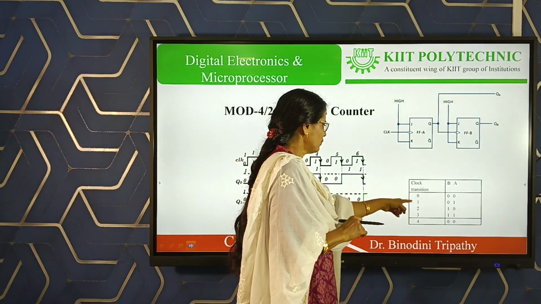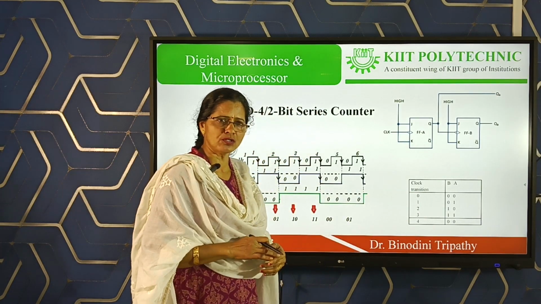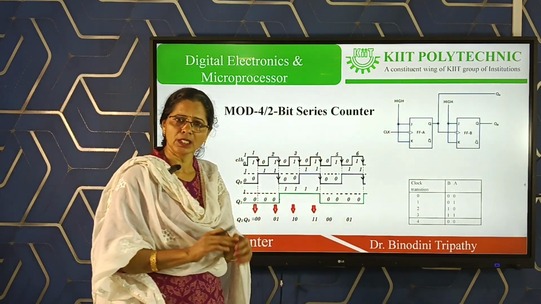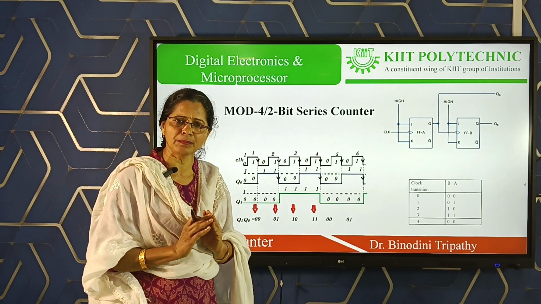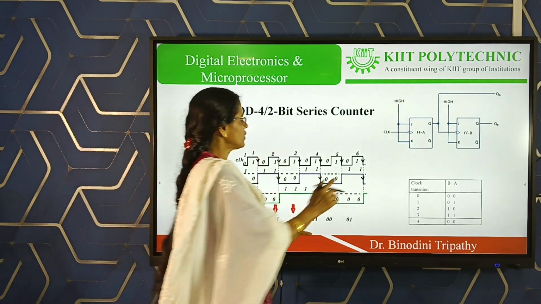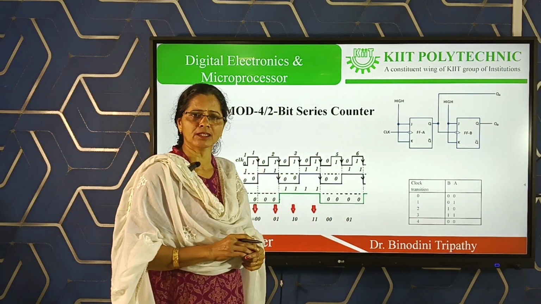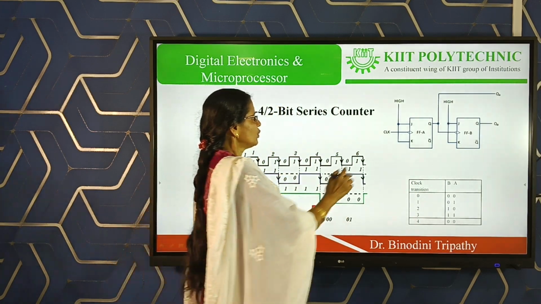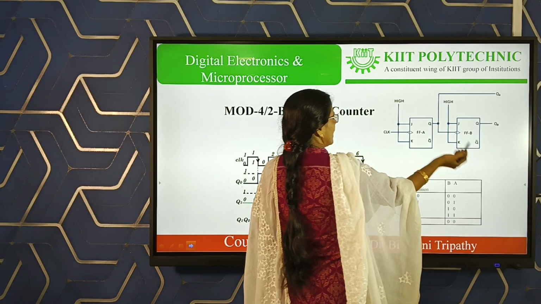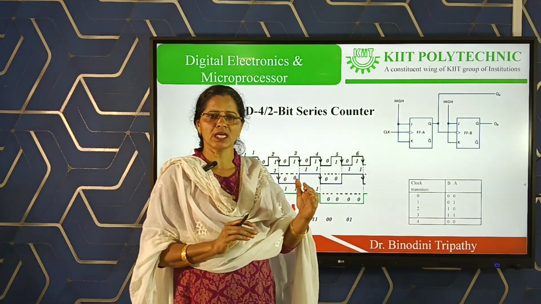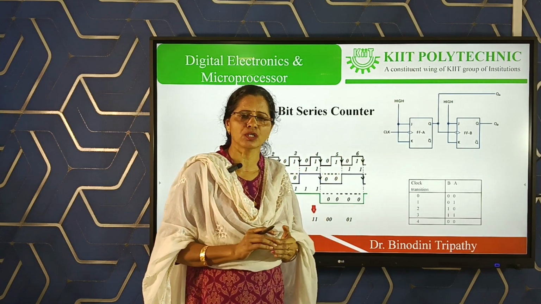Suppose this is your clock input and you are applying the clock source. Now see, another point also recall, the number of bits indicates the number of flip-flops. So here 2-bit means 2 flip-flops. Now our design is considered by taking the JK flip-flops. The two flip-flops we have to take, and for the JK flip-flop to act as a counter, always the J and K inputs are connected to logic 1.